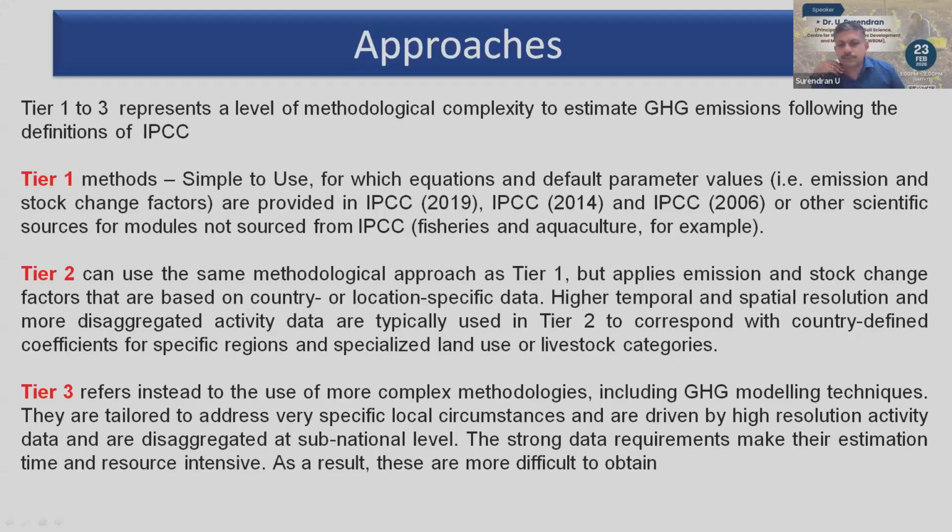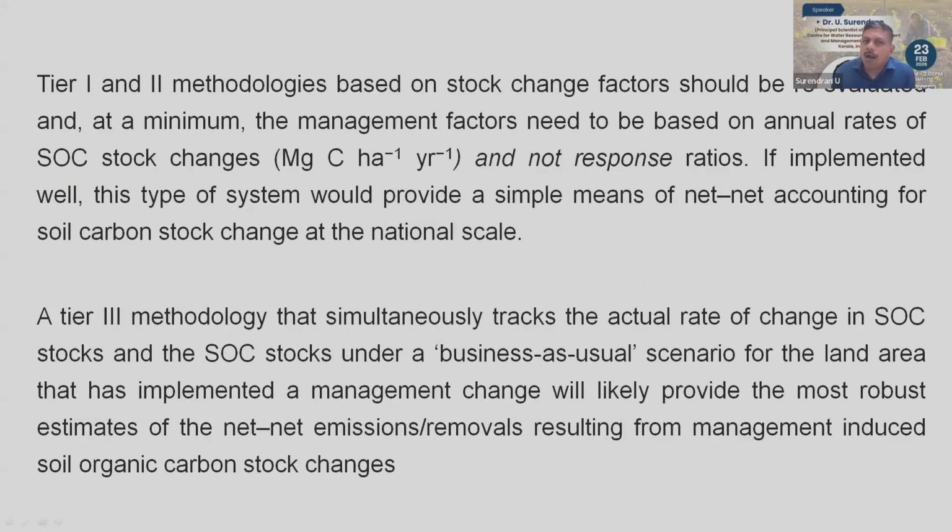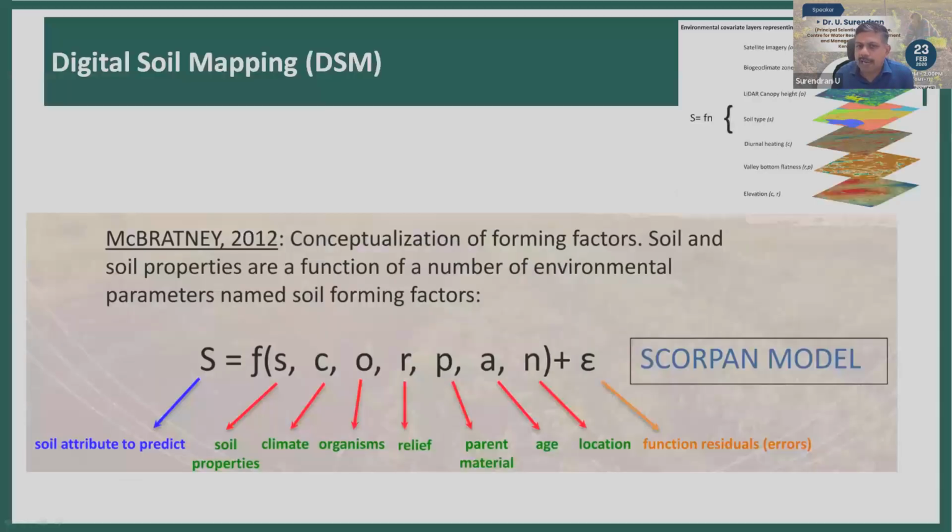And then tier 3 is a little bit complex methodology which requires GHG modeling techniques. There your data should be disaggregated at the subnational level or the plot level. Here the data requirement is very high and resource intensive, so sometimes it may not be available. As researchers, we may be able to address it, but for policymakers or for putting into use, this may be a little difficult. So when you compare tier 1, tier 2 and tier 3, the tier 2 approach will be a little better if you are going for the larger scale.